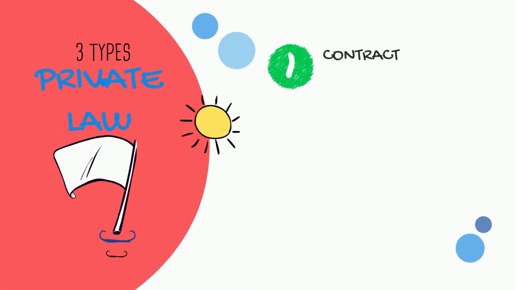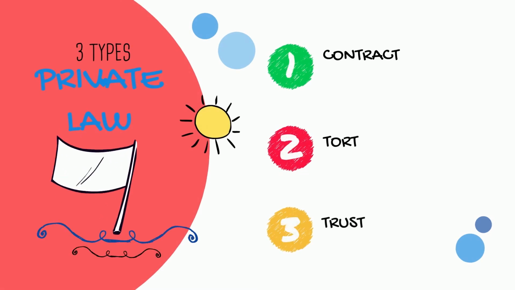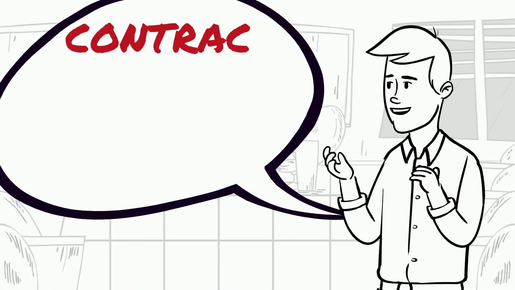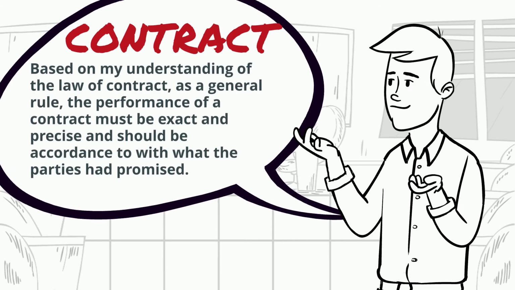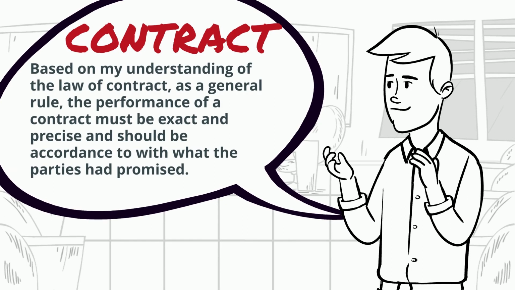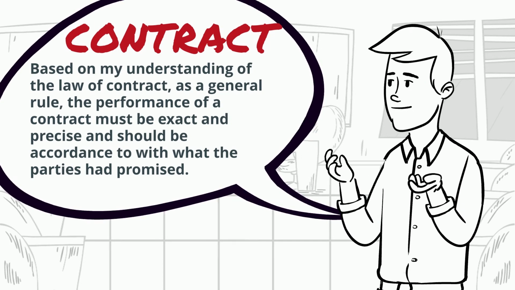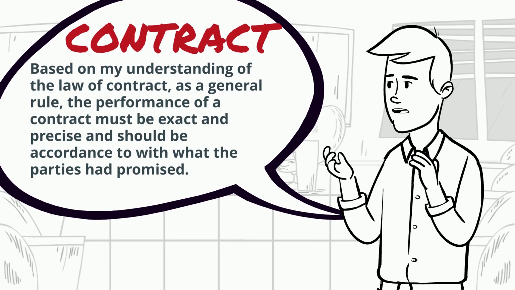Three types of private law. The first one is contract, the second one is tort, and the third one is trust. Contract. Based on my understanding of the law of contract, as a general rule, the performance of a contract must be exact and precise and should be according to what the parties had promised.